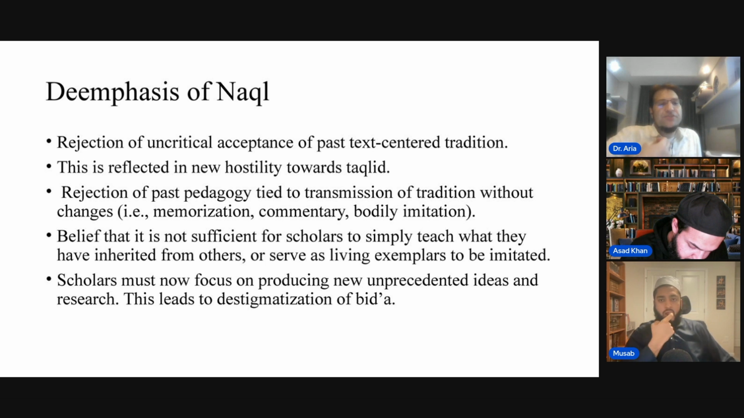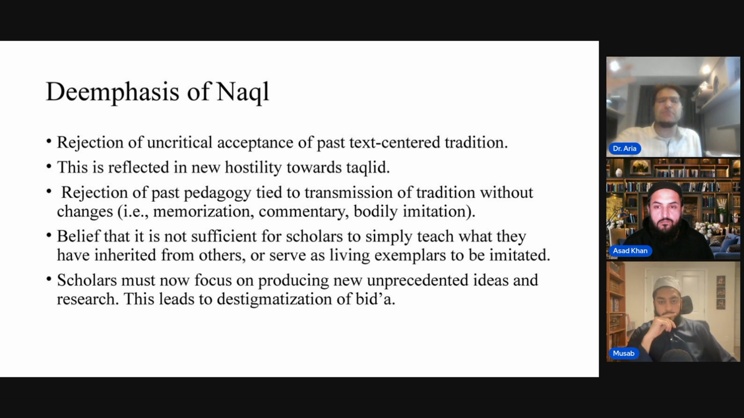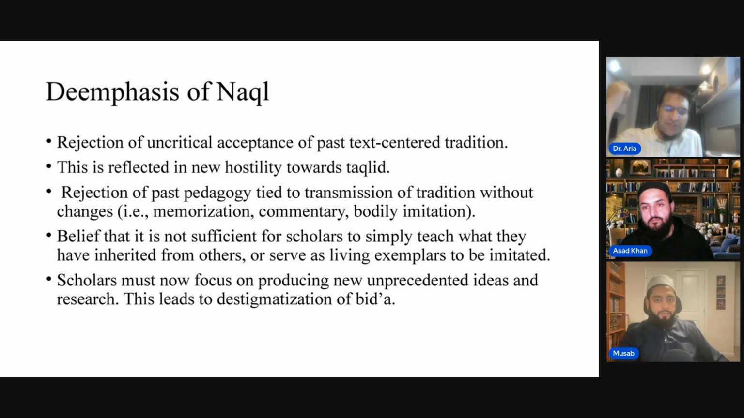Also, there emerges a belief that if you want to be a scholar, if you want to be an alim, if you want to be a sheikh, it's not sufficient for you to simply teach what you have inherited from others. It's not sufficient for you to simply be a living exemplar from other students or for people in the community to imitate. No, what marks a scholar is not his ability to teach or to serve as an exemplar that is similar to the Prophet sallallahu alaihi wasallam.